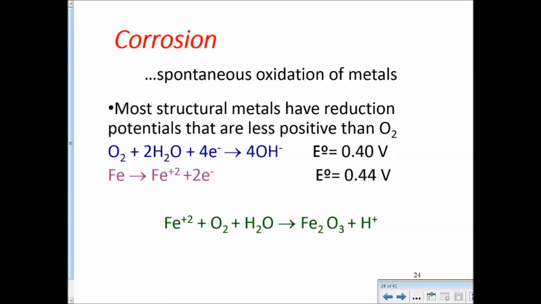All right, corrosion. Corrosion is the spontaneous oxidation of metals. This is a big problem. And in this particular case, we're showing rusting here. Rusting is the one involving iron.